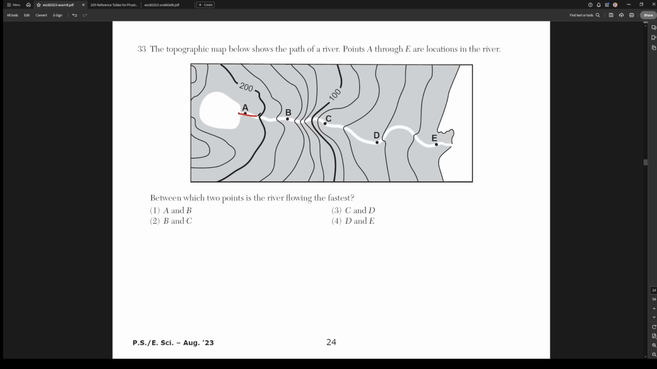Oh, we got a river. Okay, the river flows this way because the contour lines bend upstream. So I want to know where it's the fastest, where the contour lines are close together. This is going to be the steepest area, so it's going to be like a cliff, essentially. It's going to be like a waterfall area, maybe, rapids and stuff. So B and C is going to be the best, too.